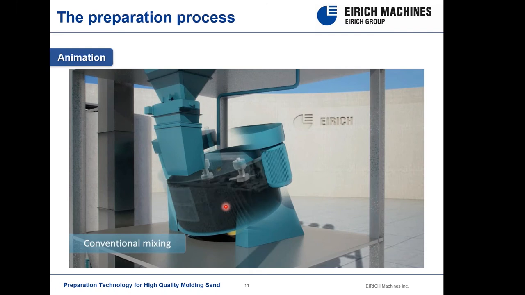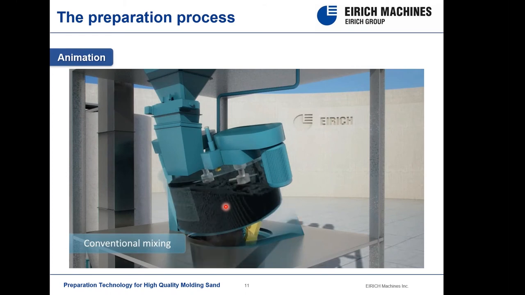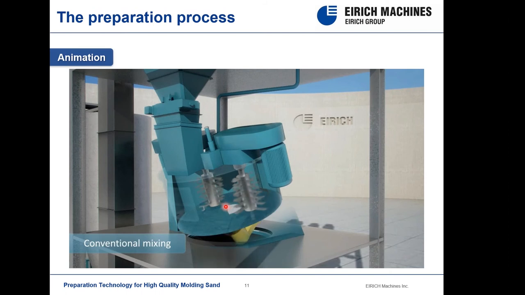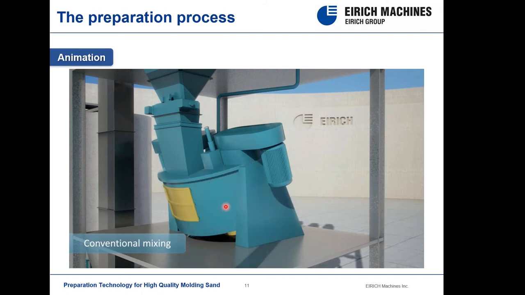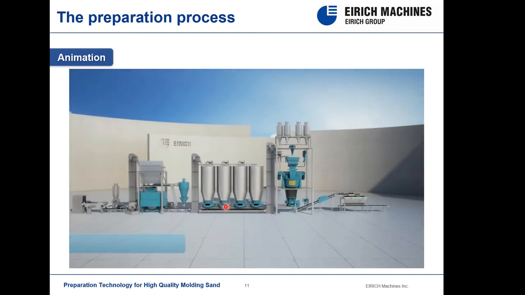After that, we have the wet mixing phase, where we have the dispersion of the water and activation of the bentonite and additives into the sand. Finally, we have the discharge of the sand into the rotating feeder or a hopper to go to the molding machine.